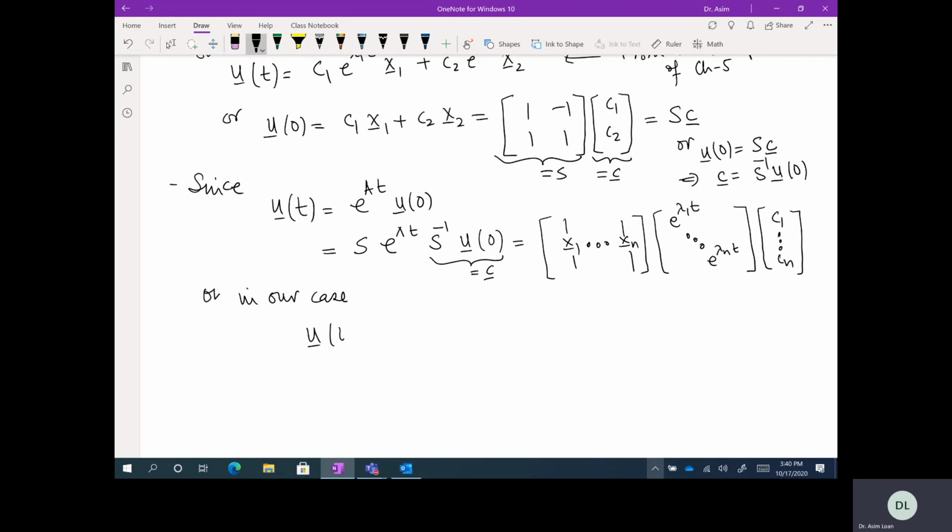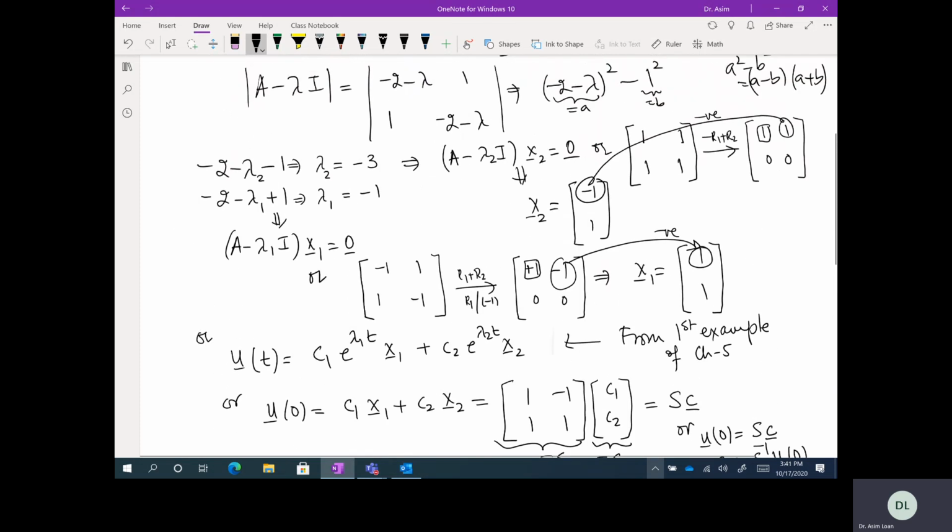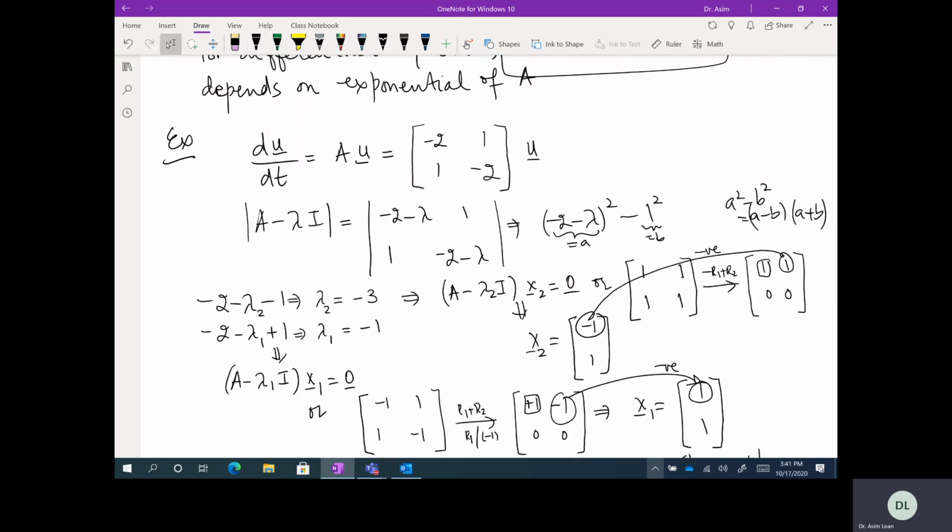In our case, u of t equals S, which is 1, 1, minus 1, 1, times e to the minus t, e to the minus 3t, right? And you can again check here: the eigenvalues are minus 3 and minus 1, which sum to minus 4.